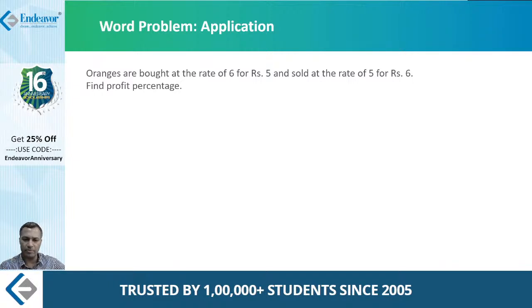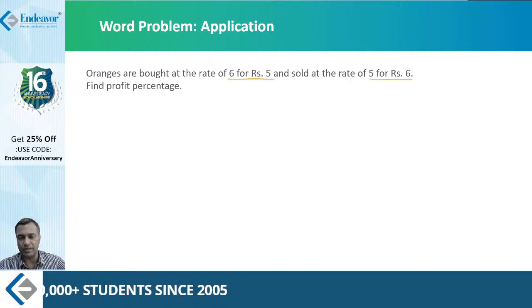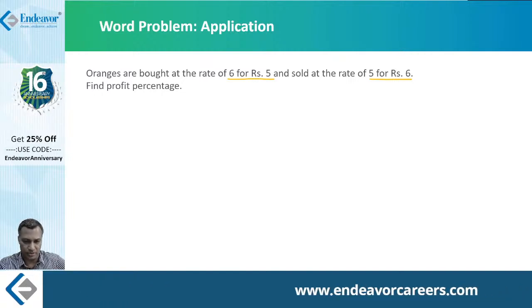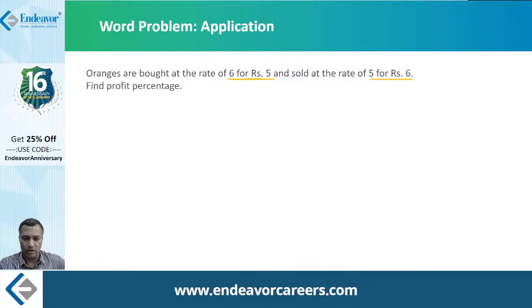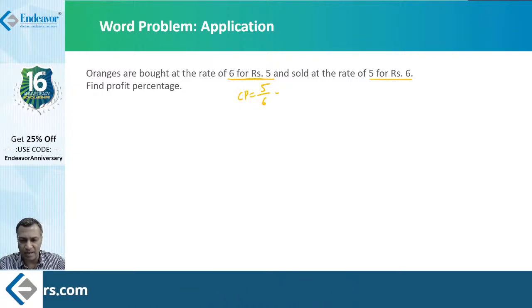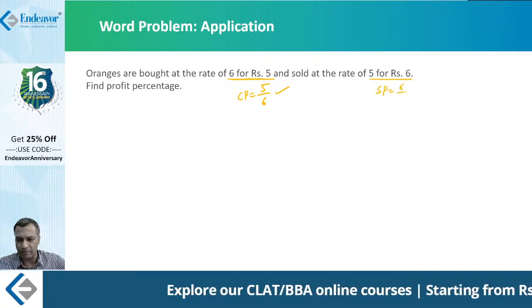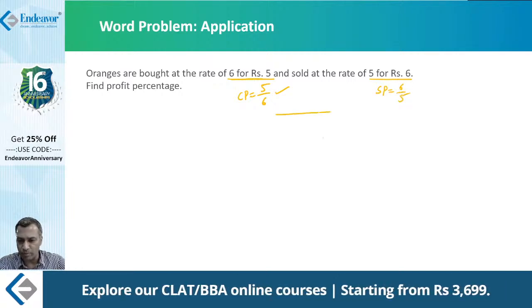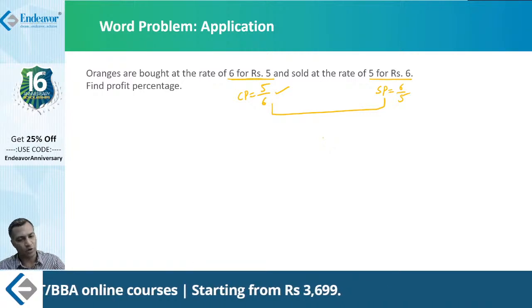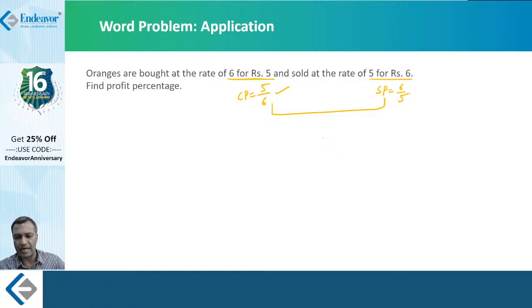See, sometimes, I don't know what people do. They will start finding what is the cost price of each orange. They will start finding what is the selling price of each orange. From there, they get nasty fractions out here. The cost price per orange is 5 by 6. It's not a great number, right? What is the selling price per orange? Selling price per orange is 6 by 5. Then they will find out what is the profit per orange. From there, they will figure out what is the profit percentage. Of course, I am not asking you to do this. It should not be done either, right?